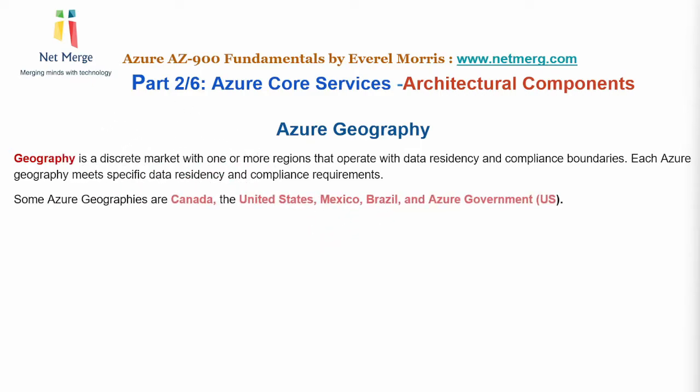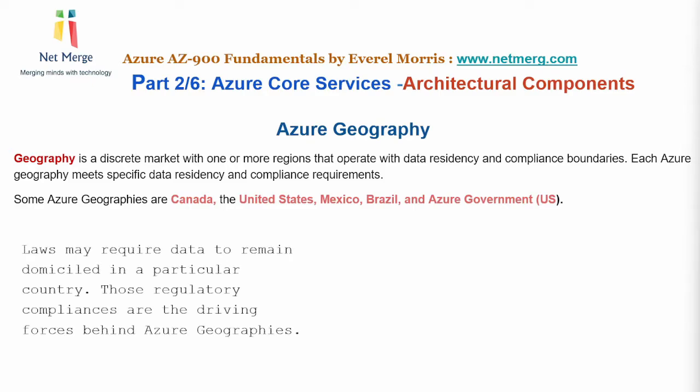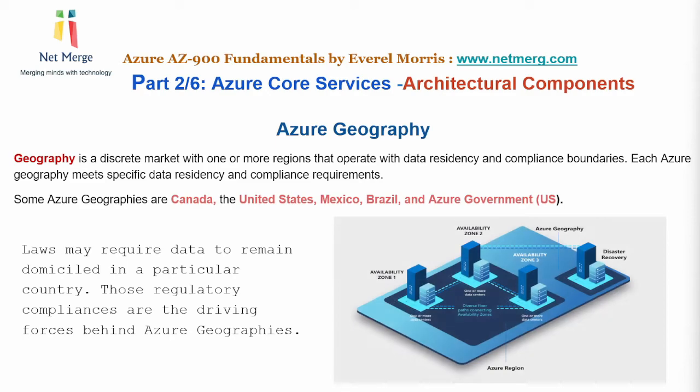Now, some Azure geographies include Canada, the United States, Mexico, Brazil, and Azure Government, and that is the one we spoke about in the United States before. Again, it might be a requirement for law, data law, that the data is domiciled within a particular country. This is an example of an Azure region and a data center. So this is actually a particular geography that operates within Azure. It's an example of a geography, I should say.